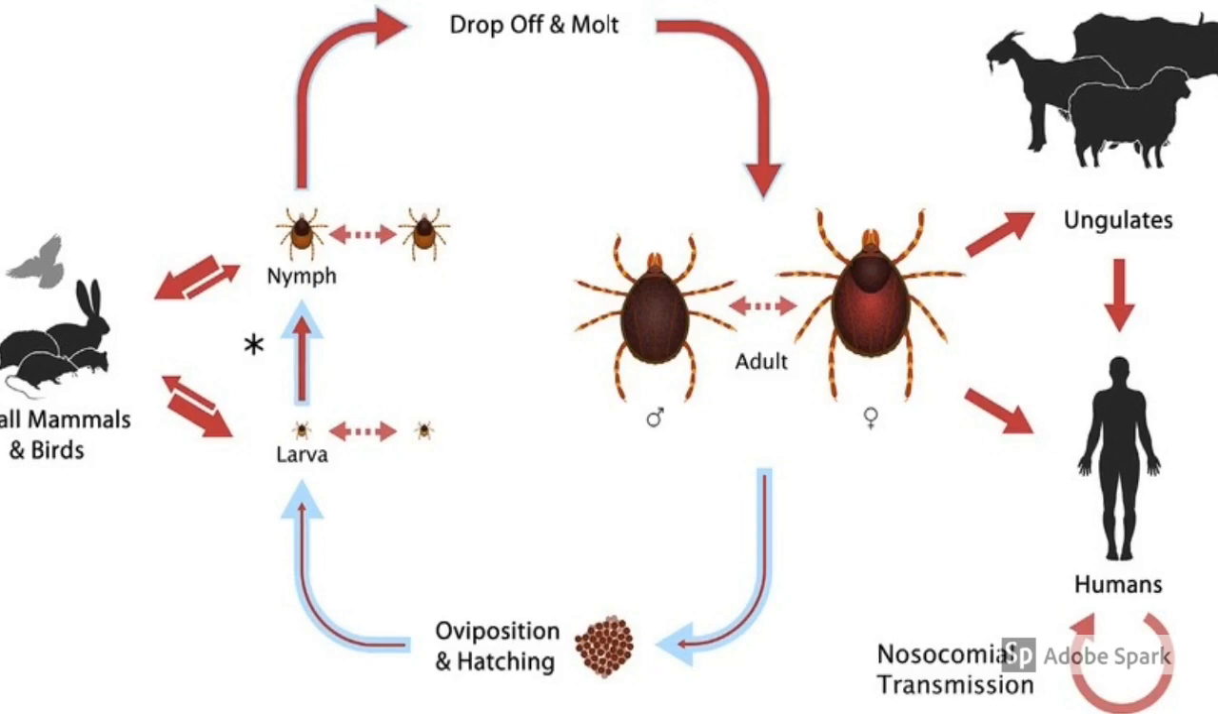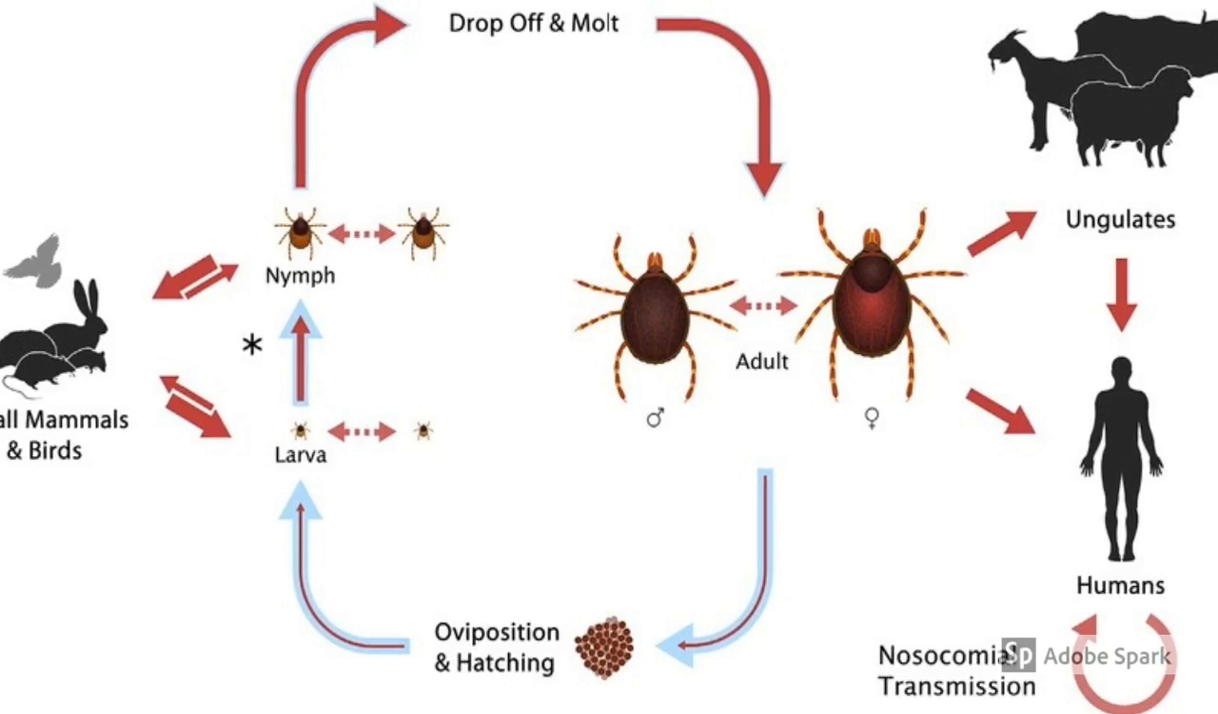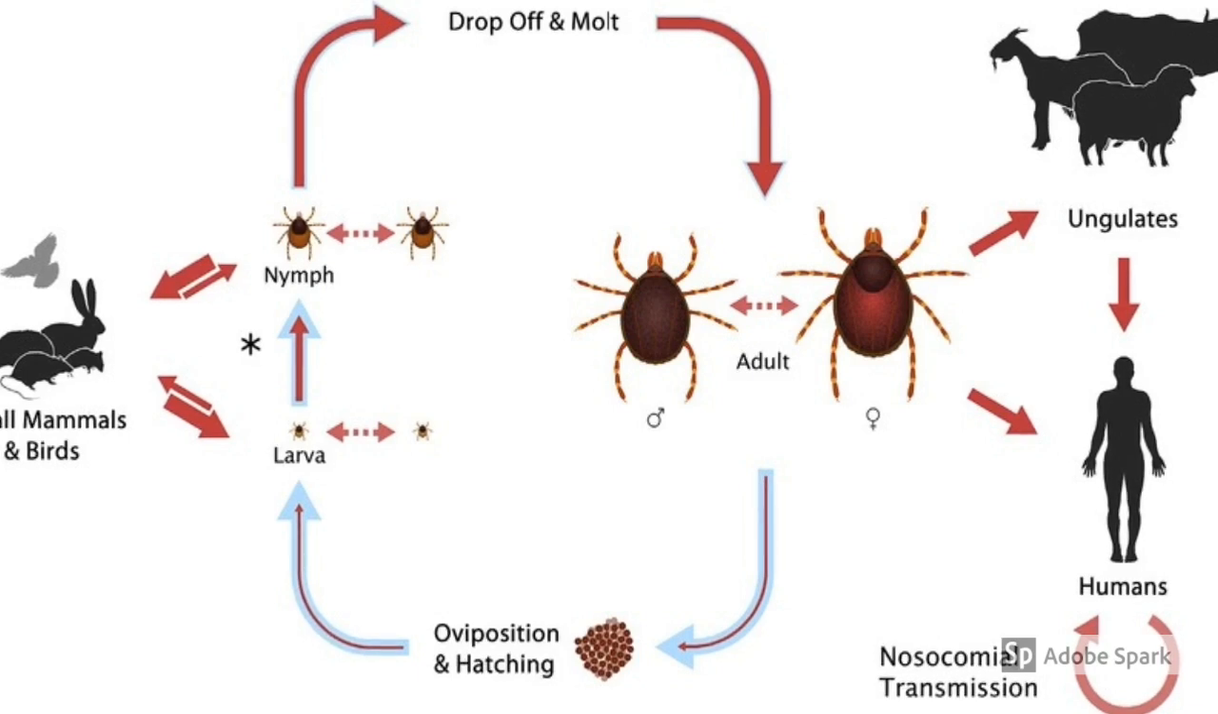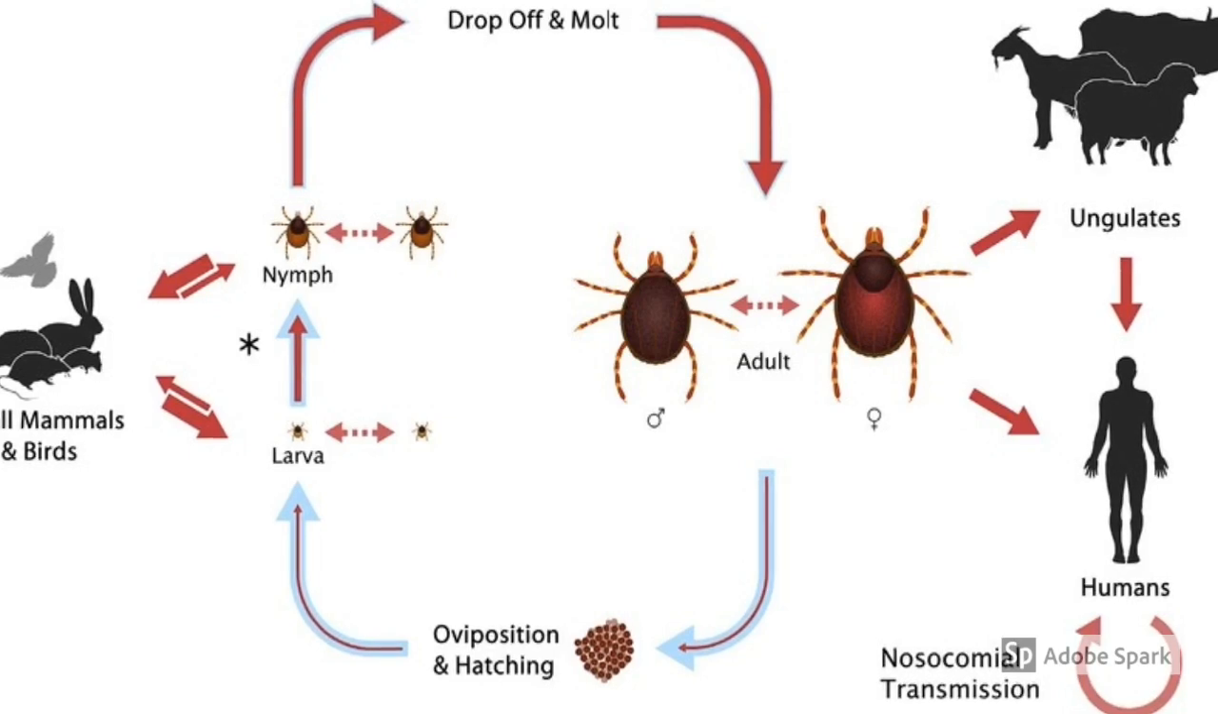Common places are moist leaf litter. The eggs are then going to grow up into larvae and nymphs. So once these ticks have legs and they learn how to use them, they're going to attach to small mammals and birds, and then they're going to drop off.